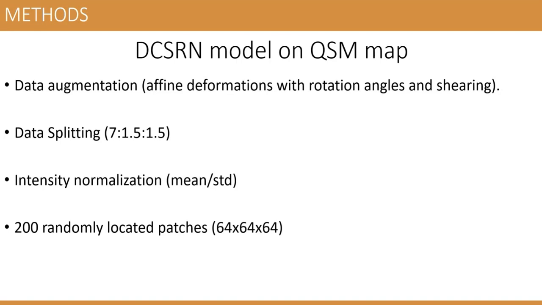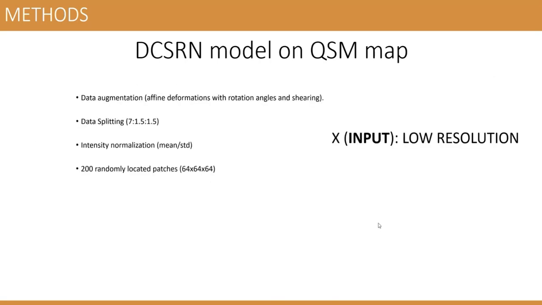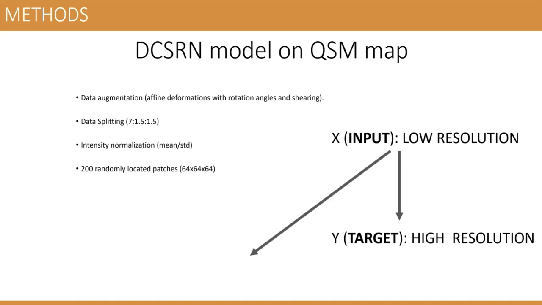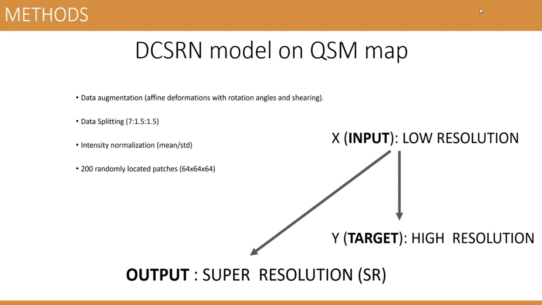We split our dataset into 70% of data for training, 15% for validation, and 15% for the test set. We normalized our images, and then we created 200 random patches of size 64 by 64 by 64. So now we have our low resolution images and the target, which is the high resolution. What the model needs to learn is just to go from the low resolution to the high resolution. And what the model is producing is a super resolution image. What we are interested in is the comparison between those two.